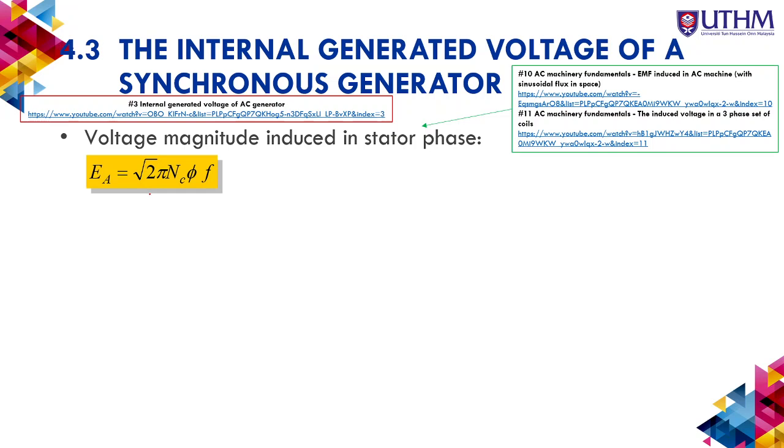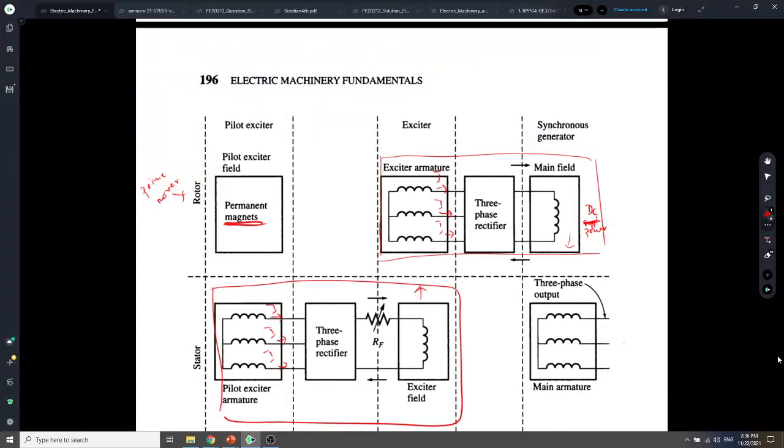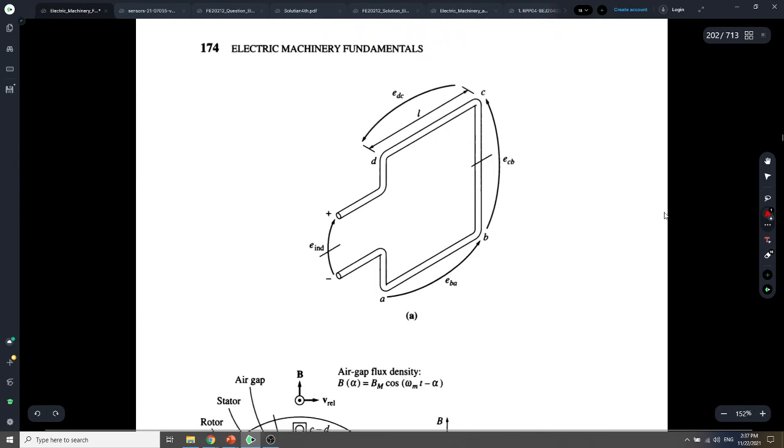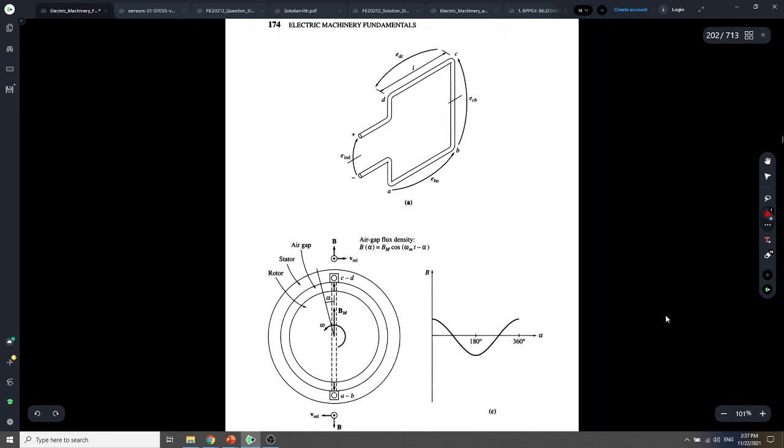Let's open the book. I'm not sure which page. Forget it, 173. Actually it comes from here. If you don't have this book, I have uploaded it, if I'm not mistaken. Okay, this is the best page.